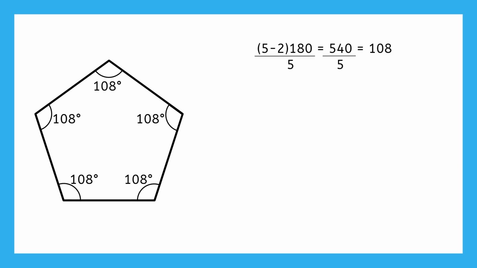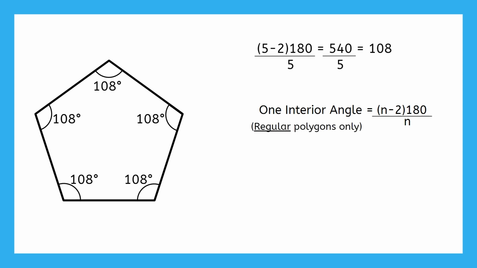Let's see if you can generalize this. Here is our formula for the sum of the interior angles. What can we do to this formula so it will give us the measure of a single interior angle when our polygon is regular? Remember, the angles are all the same in a regular polygon. Since the number of angles is the same as the number of sides, we can use n to represent either of them. So if a shape has n angles, we can divide what we got in this formula by n to find one interior angle. But remember, the most important thing here is that this only works with regular polygons, because all of the angles have to be the same.